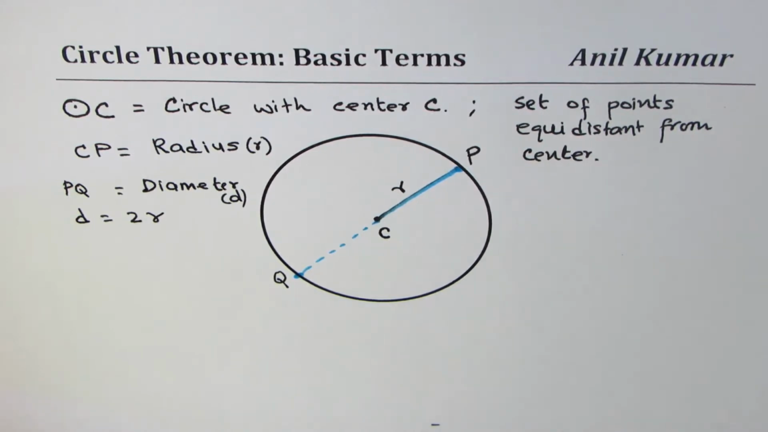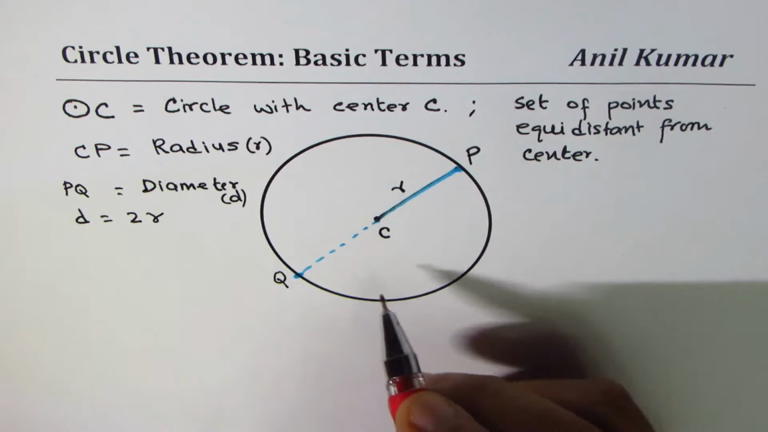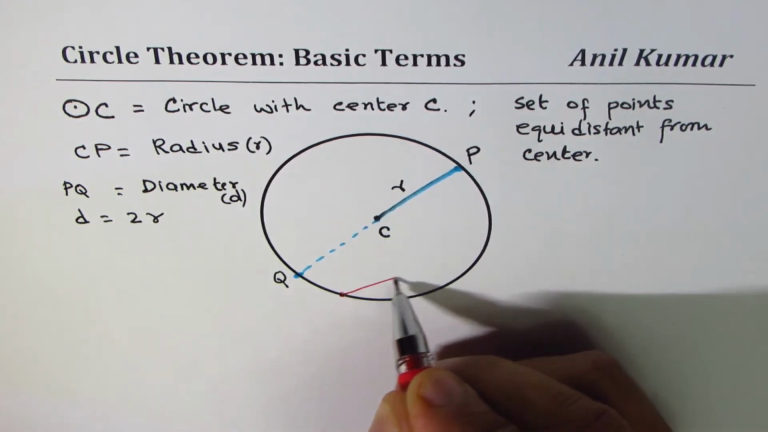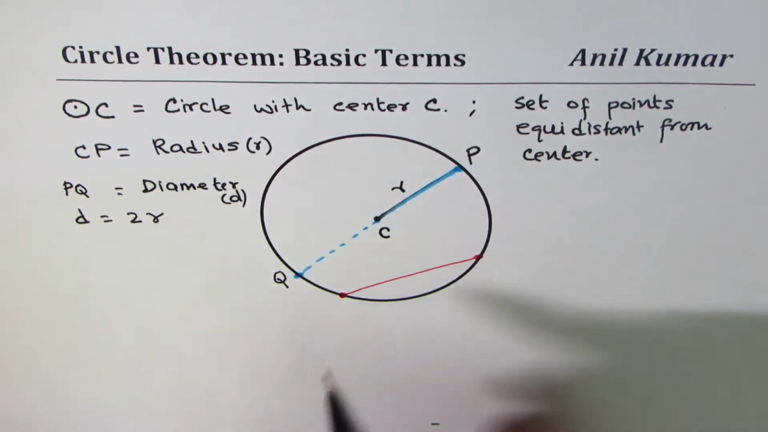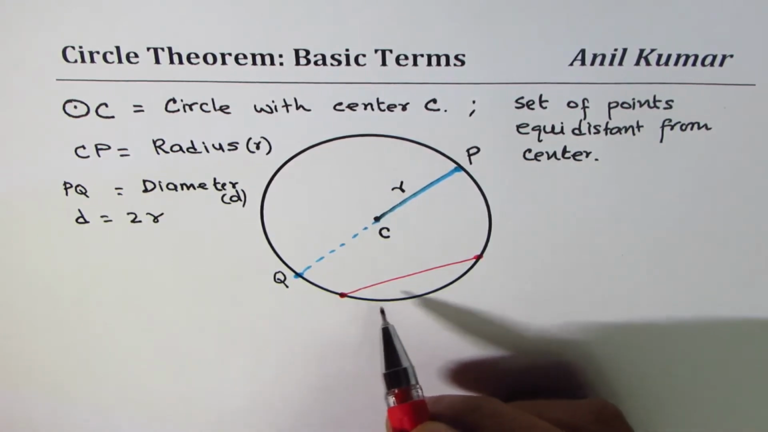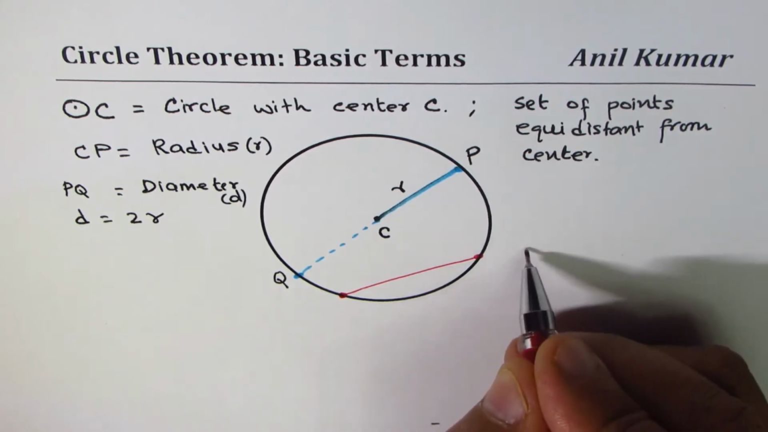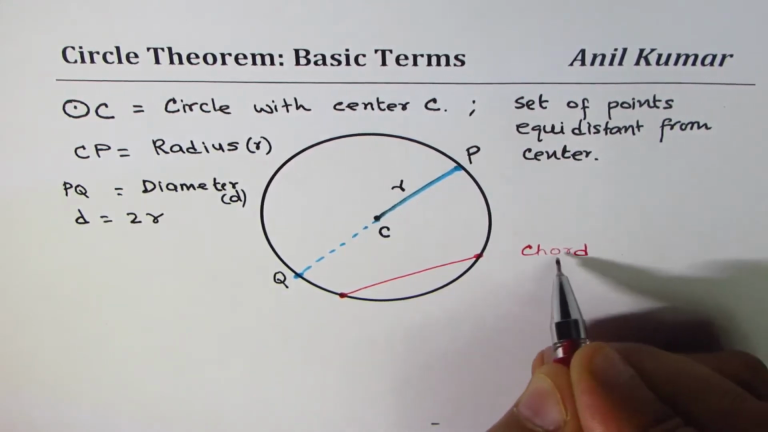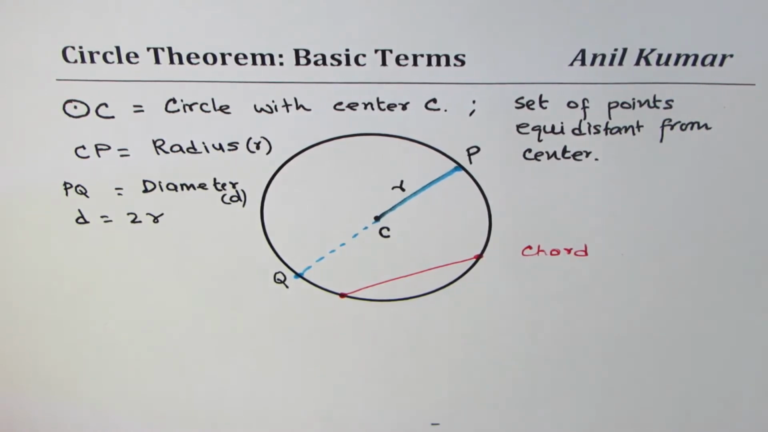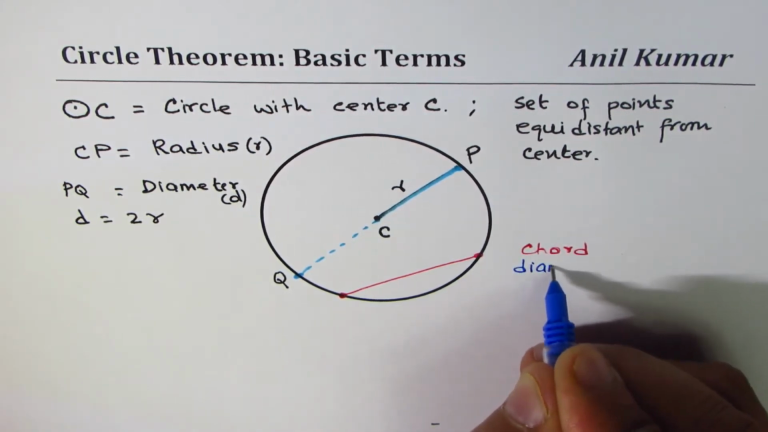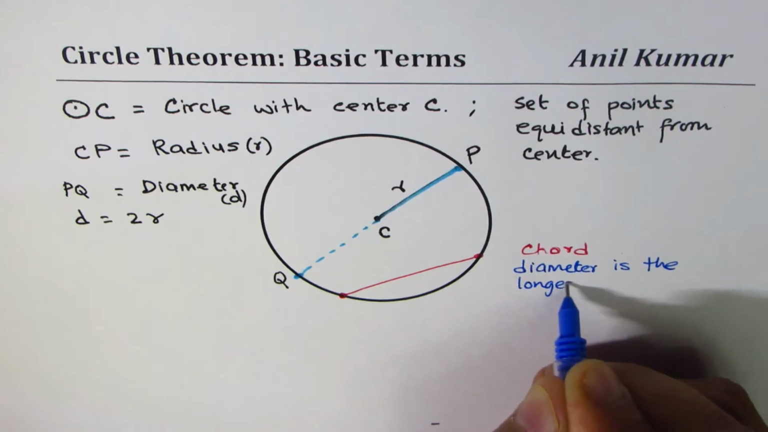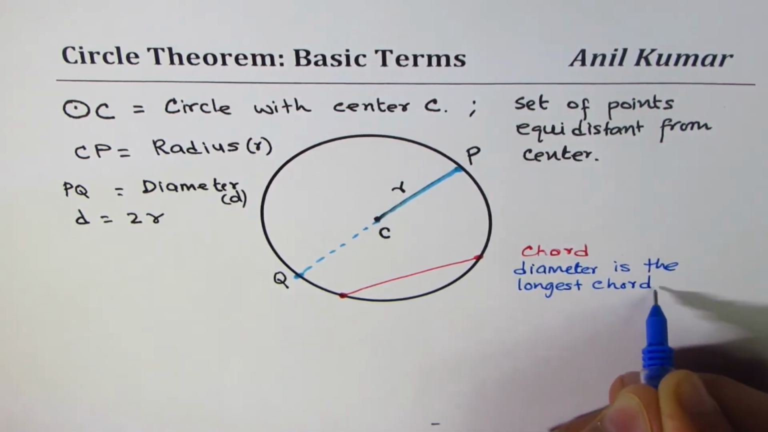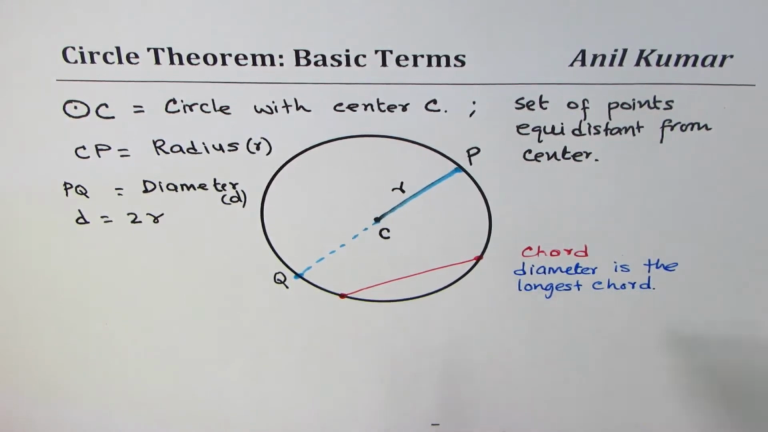Now, if we have any other 2 points connected, let me connect these 2 points, for example. Any 2 points on the circumference can be connected by a straight line, right? So this straight line is called the chord. As we'll appreciate, diameter is the longest chord. Remember that. Diameter is also a chord, and it's the longest chord.